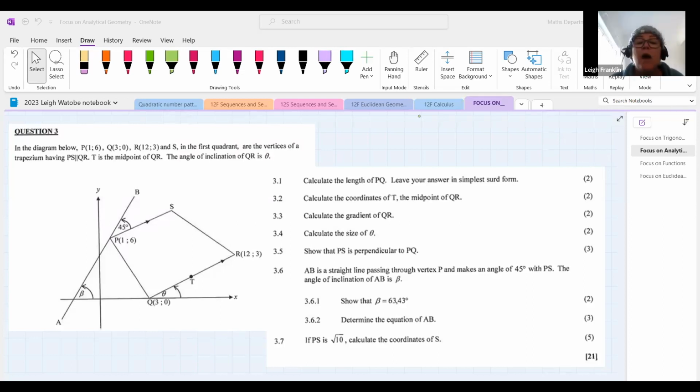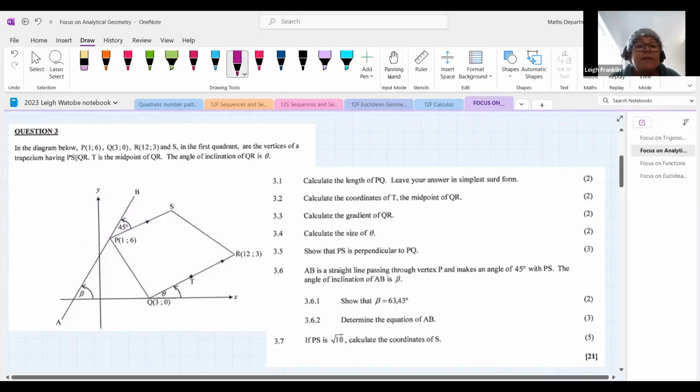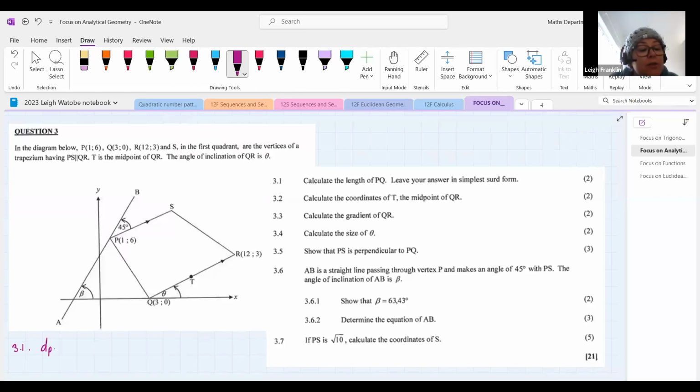All right. So very easy when they ask us to calculate the length of line PQ, we can see that PQ is a diagonal line, so we're going to use distance formula. There is going to be 1 mark for subbing in. So distance of PQ, we can set it out like that.